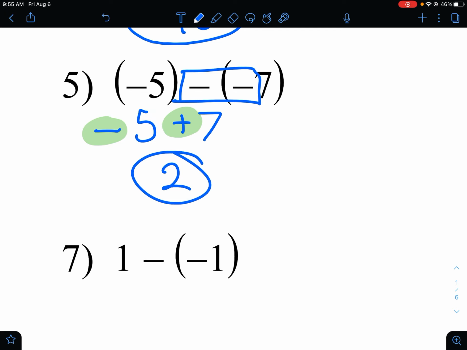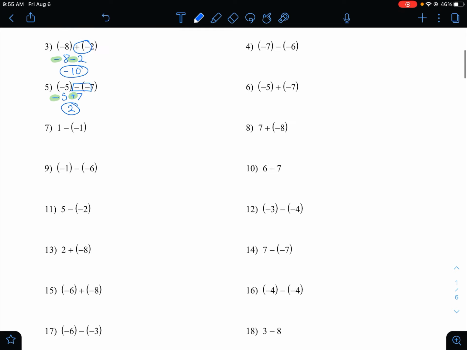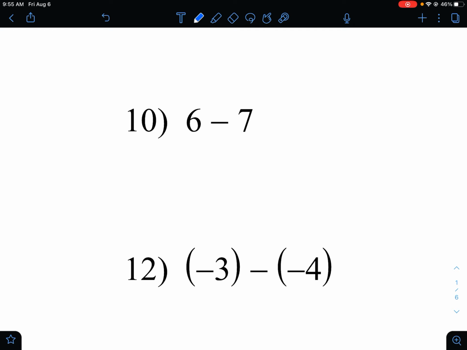So my answer should be positive. All right, so that's kind of how you go about these. Now, there's going to be some where you don't have to rewrite. So like, let's look at number 10 here, okay? Our first step is always to see, do we have two signs next to each other?